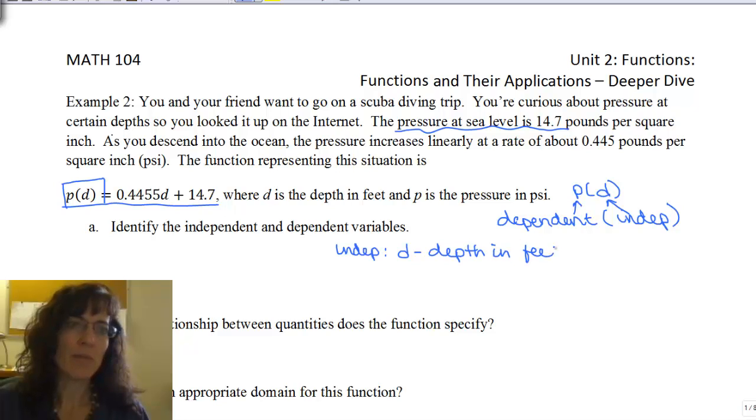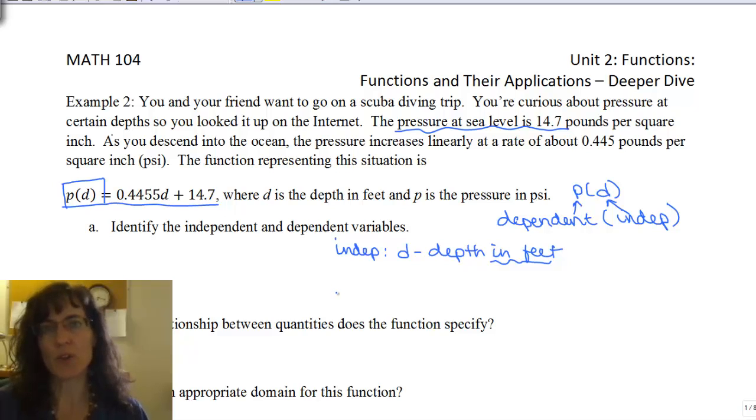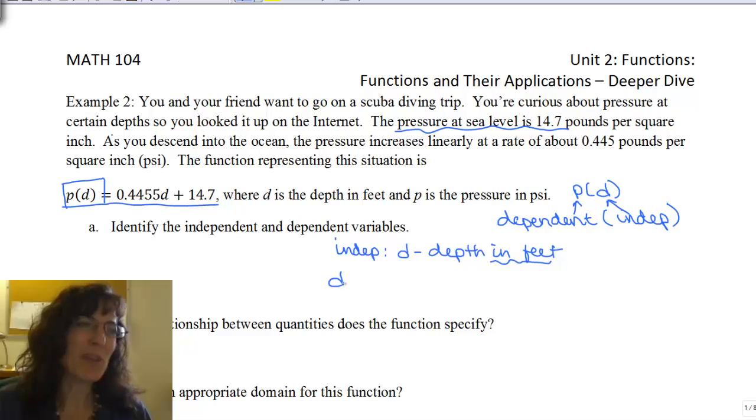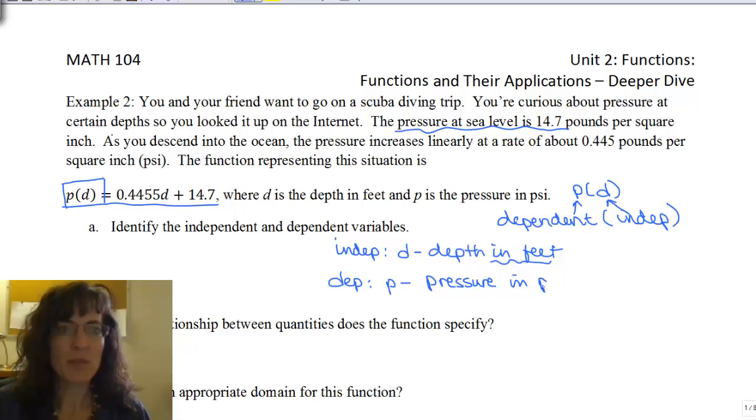in feet. Now it's important to list the units with the variables, otherwise they don't make a whole lot of sense. We don't know inches, meters, feet, miles, kilometers, or what. And then our dependent is going to be the P, which stands for pressure, and that one's in PSIs.